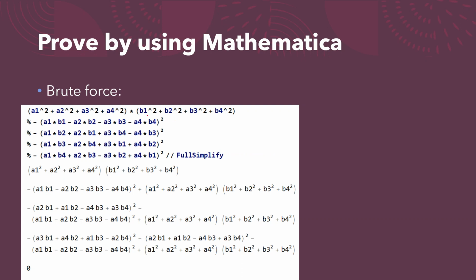Okay, and there's also a brute force approach. Basically, one can just use Mathematica. This is the code I wrote. Basically, just take these two squares, subtract the four square terms, and then do the simplification, and finally you will get zero. These terms are just the previous terms I wrote.